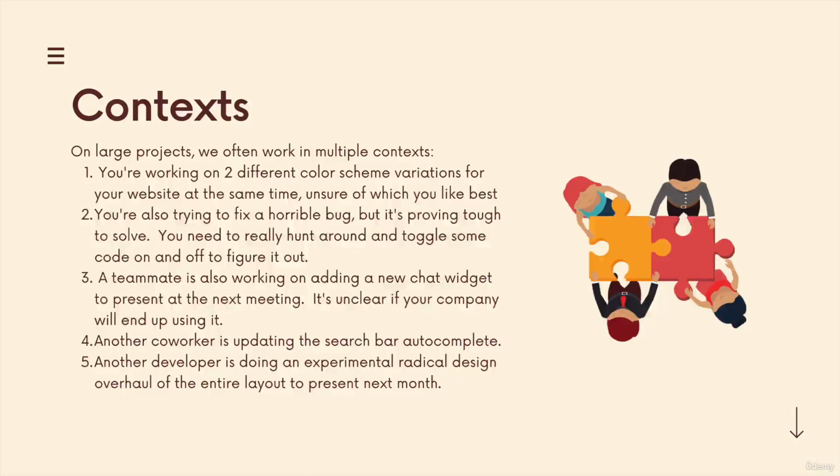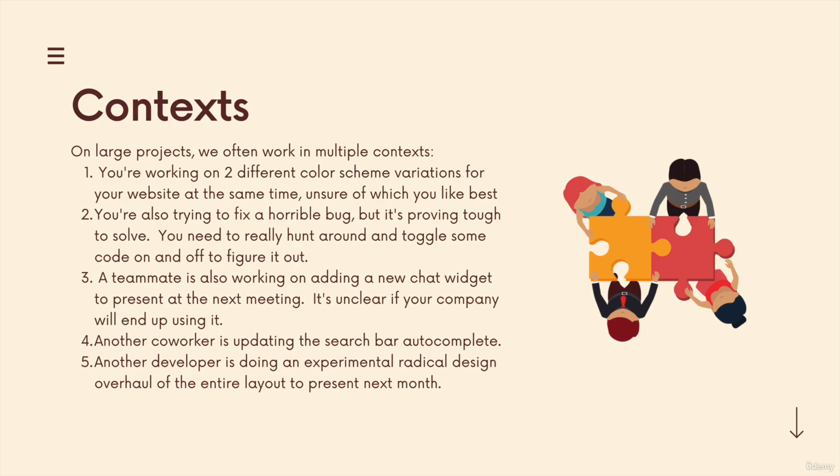But often when we're working on a real project in the real world, we need to work in multiple contexts simultaneously. So imagine I work at some company, I'm working on a web application, and I'm trying out two different color scheme variations for a website, and I want to try them both out and figure out which one I like best. And at the same time, I also have been tasked with trying to fix a really horrible bug, but this bug is proving very difficult to solve. I'm actually needing to delete some code and comment stuff out, move stuff around to try and hunt down the bug. So it's not as simple as just fixing a typo. I have to totally destroy part of the code base to find this bug.